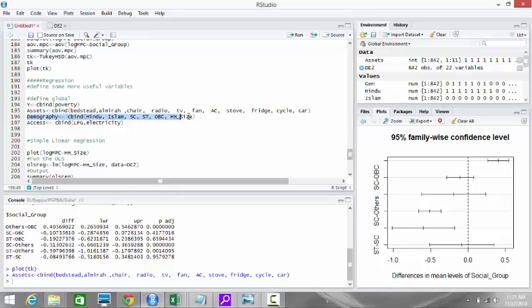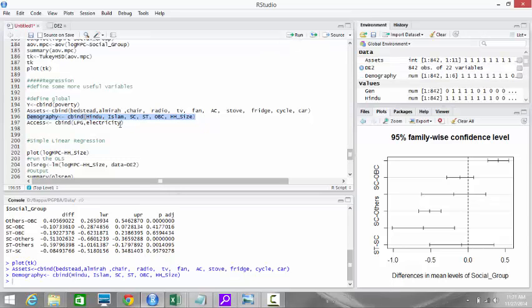I also define demography to hold all the variables which are demographic in nature: the religion and the social group, as well as the household size. And finally, I group another variable called access, which is LPG and electricity. The idea behind defining the variable access is that this is what the government gives access to. Assets are what individuals and households have. Demography is usually what households are born with, and access is what the government access programs provide.